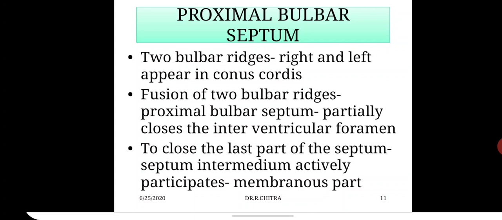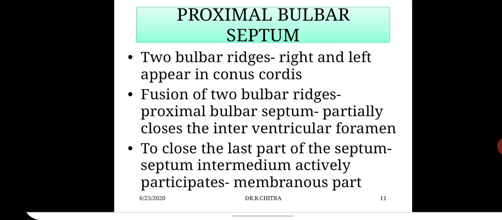Both are continuous with the dorsal and ventral horns of the ventricular septum. The fusion of these two bulbar ridges forms the proximal bulbar septum, which partially closes the interventricular foramen. To now close the last part of the septum, the septum intermedium actively proliferates. This will form the membranous part of the interventricular septum.